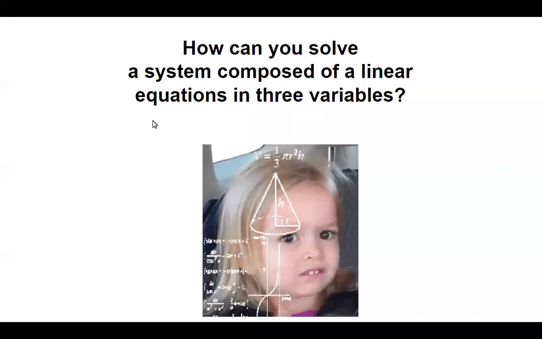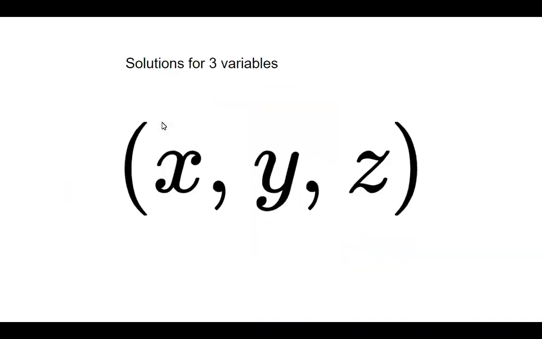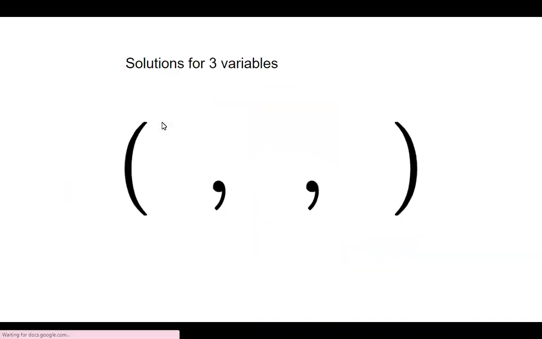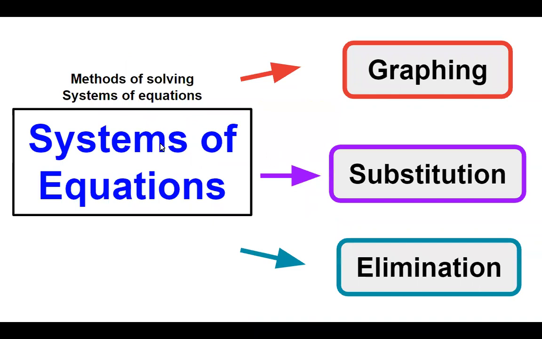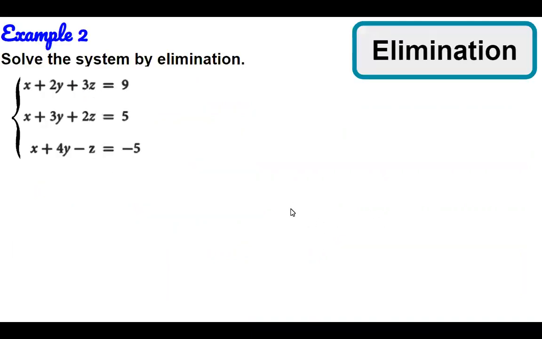So we're going to go ahead and ask ourselves, how can we solve? We're going to do elimination today. We have that third variable, x, y, and z. All right, so we did substitution. We're going to go ahead and do elimination. Our book doesn't focus a lot on graphing just because it takes a lot to graph three variables.